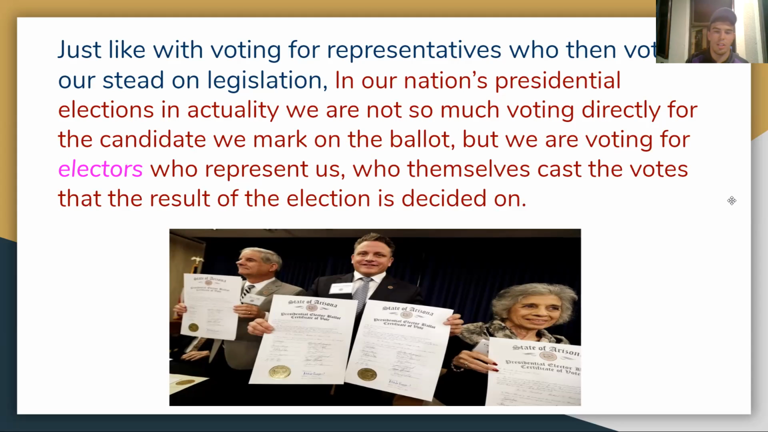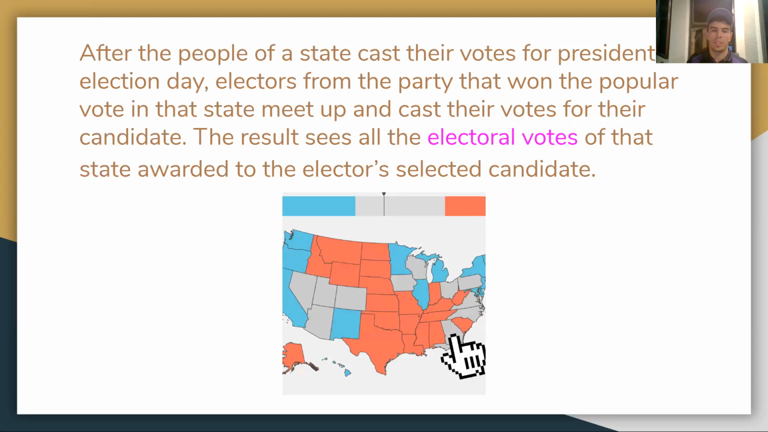And here I have a picture of some Arizona state electors. These are the electors that have to be selected. They can't be sitting in the state Congress or anything, but they are usually people within the party of the party that wins the election, the state election.